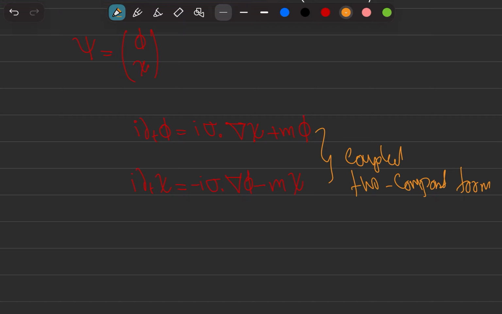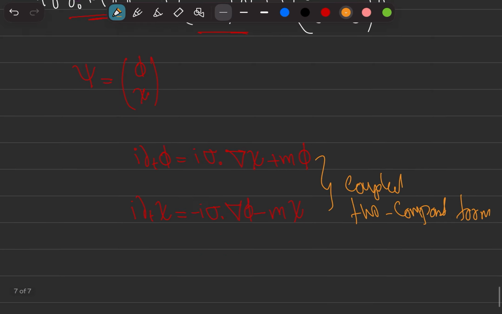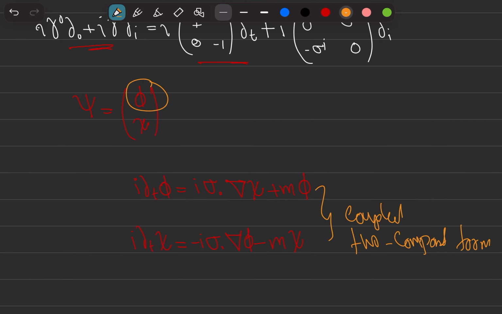And this is the first hint of a physical interpretation, and here the hint is that phi in this case is the particle while chi is the antiparticle, in the non-relativistic limit.